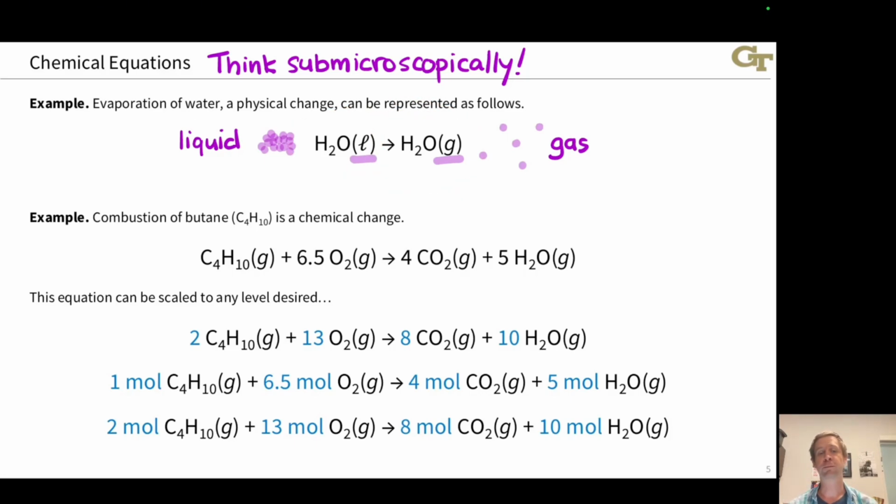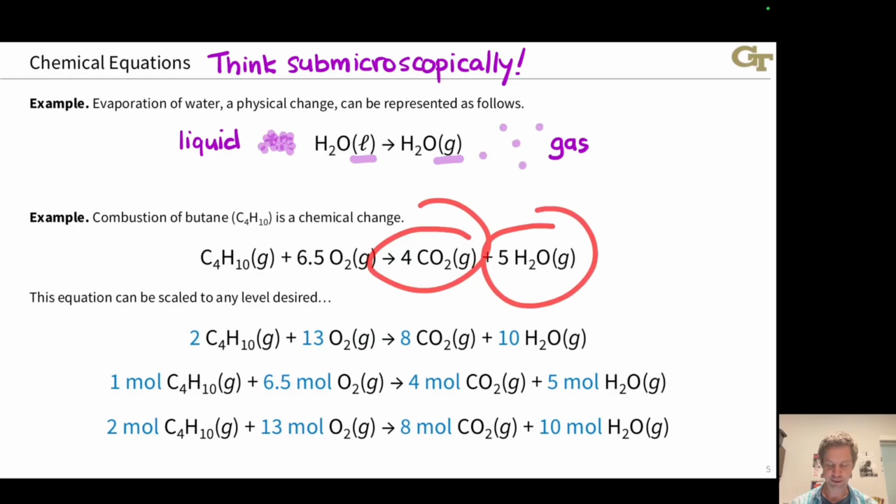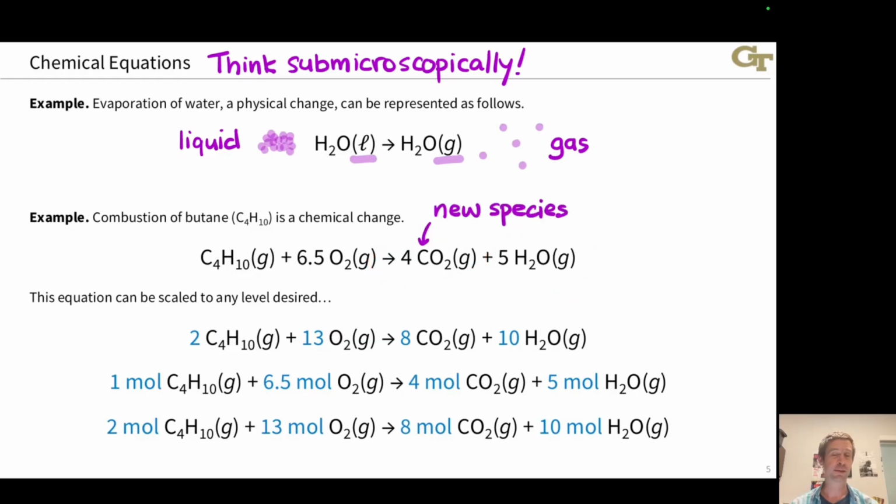The combustion of butane is shown next, and this is a chemical change, and we can tell that because there are completely new species on the right-hand side of the chemical equation. Butane, C4H10, and oxygen, O2, are converted into CO2, carbon dioxide, and water. And the stoichiometric coefficients here, by the way, no coefficient implies a 1. 1, 6.5, 4, and 5. I'll just draw your attention to the 6.5.